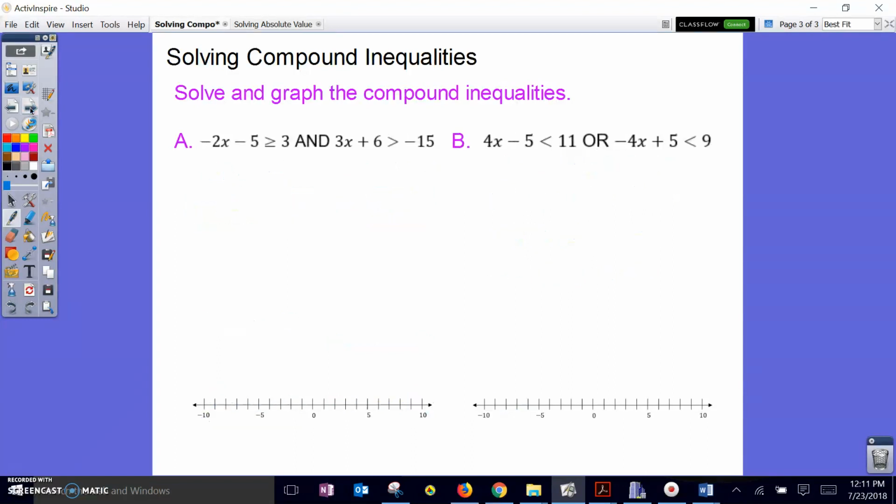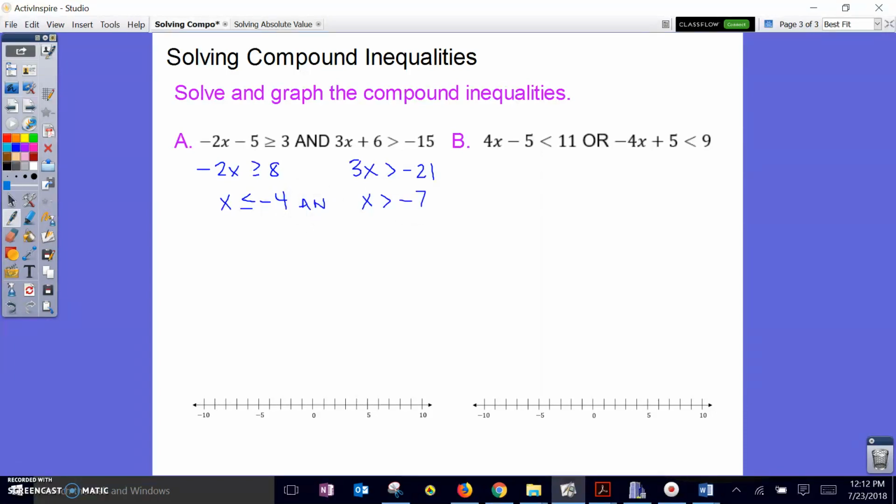All right, a couple more here. The first one, negative 2x minus 5 is greater than or equal to 3. I'm going to add 5 to both sides. Divide both sides by negative 2. And I'm going to subtract 6 from both sides. And divide both sides by 3.